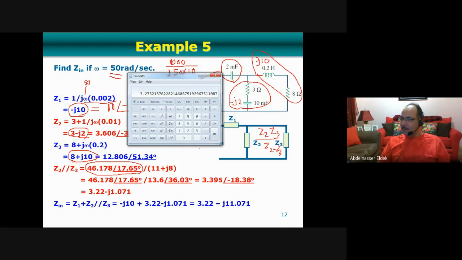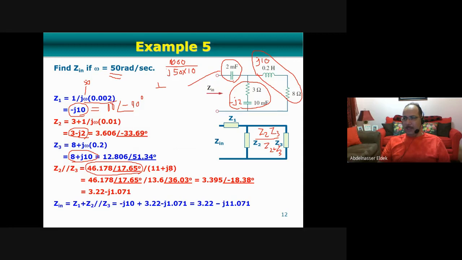Is 8 divided by 11, okay, equal, and the inverse tan equals 3... Is this right? I don't know. It doesn't look right. No, of course it's not right. 8 divided by 11, equal, and this is inverse tan, 36.03. So this is 13.6 at 36.03, that is 11 plus j8 in amplitude and phase.